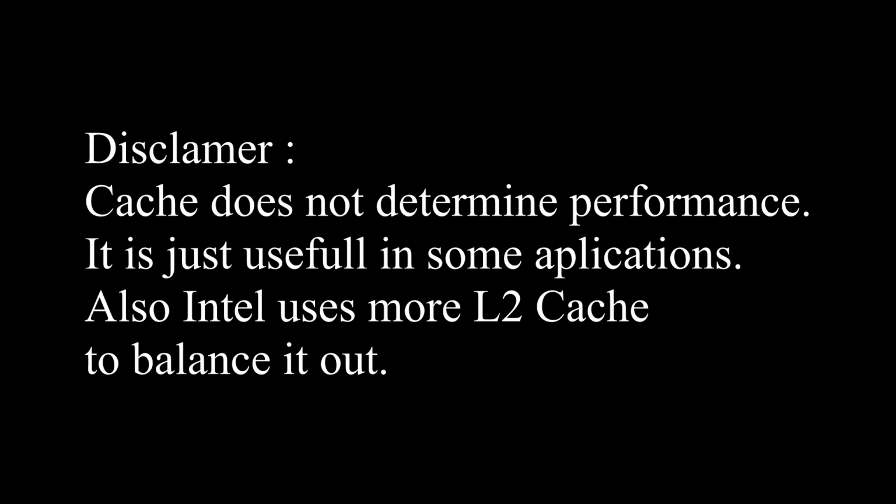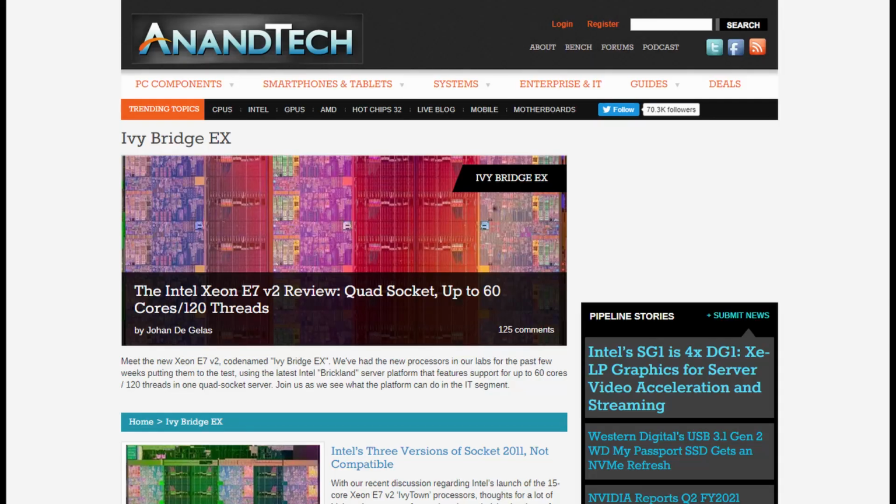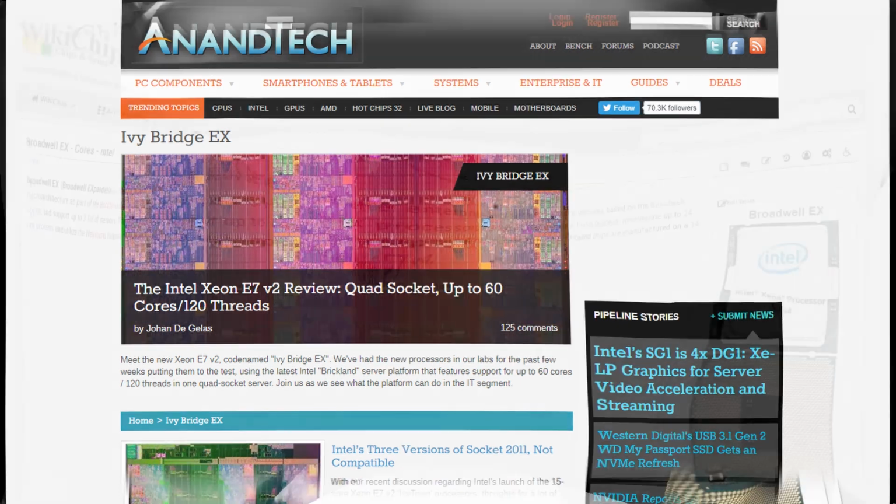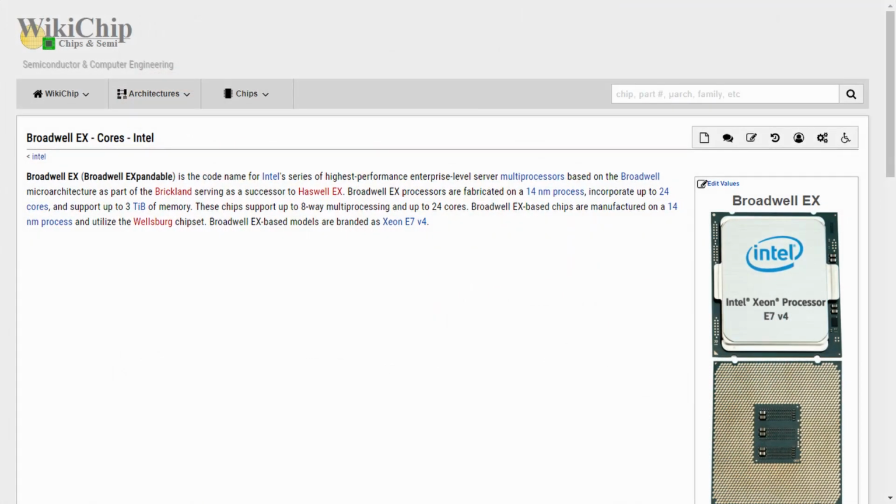Now, this platform has returned to the server market with the likes of the Xeon E7 range, with the Westmere EP follower Ivy Bridge EX and Broadwell EX, and the family of CPUs the Platinum 8180 and its relatives are in, the same platform as the 3175X.